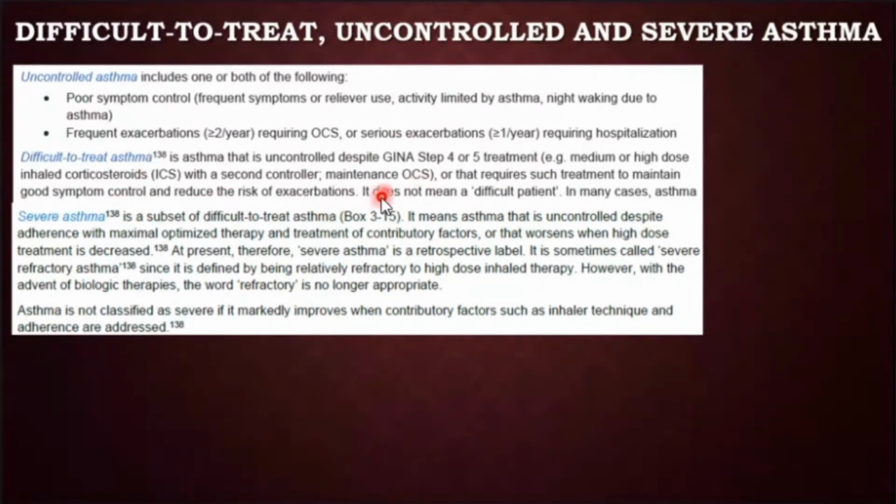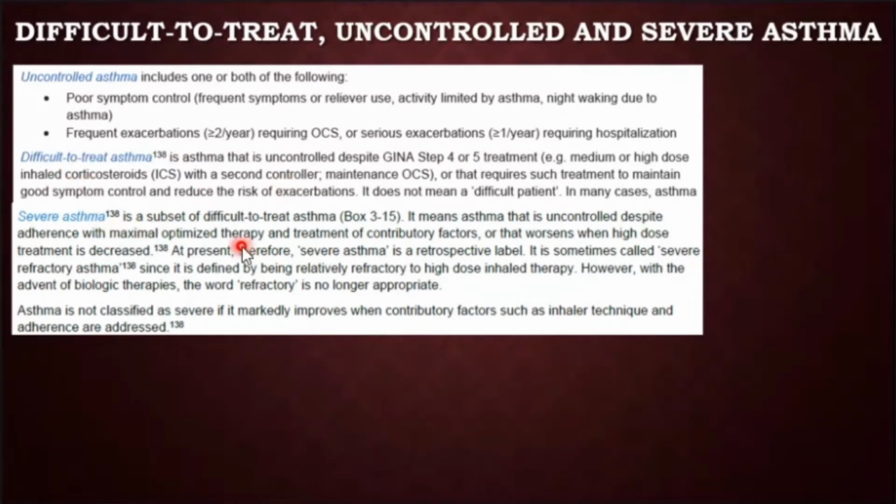Now, difficult to treat asthma does not mean a difficult patient. Okay, so a difficult to treat asthma will be a patient who despite reaching this may still be uncontrolled, or requires this to remain in control. The moment you try to step down, the patient becomes uncontrolled. So that is a difficult to treat asthma.